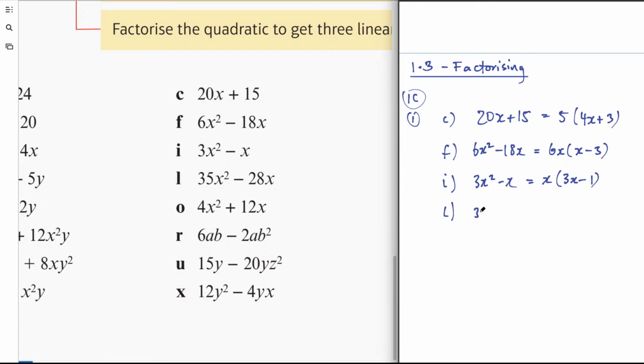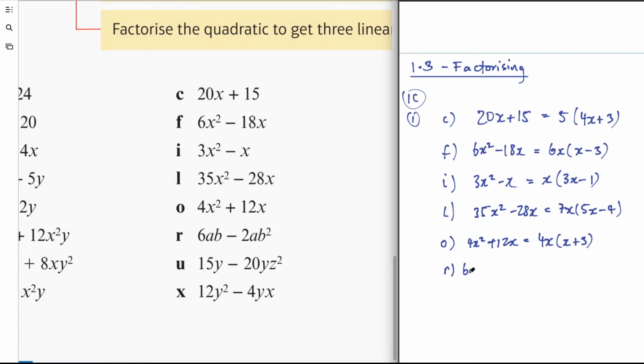L, 35x squared take 28x. The highest common factor there is 7x. And then we're left with 5x take 4 in the brackets. O, 4x squared plus 12x. The highest common factor there is 4x, and then we're left with x plus 3.